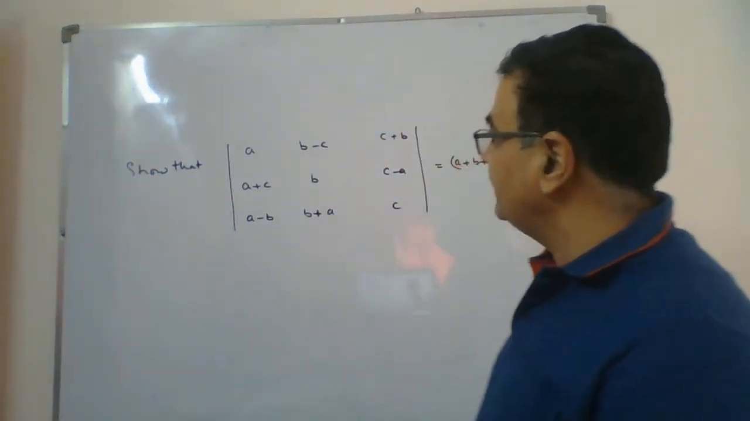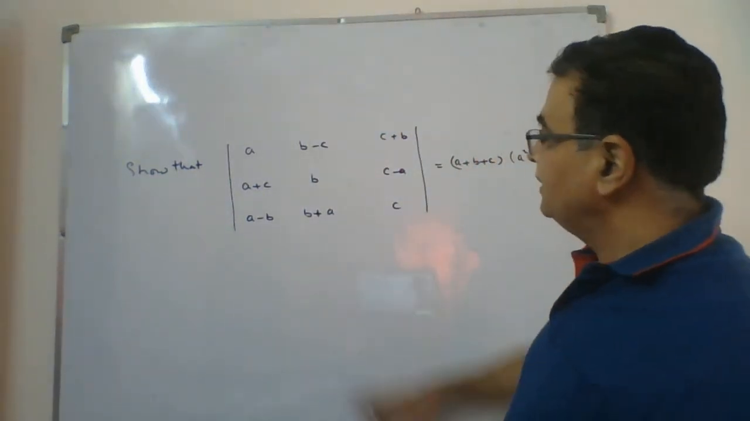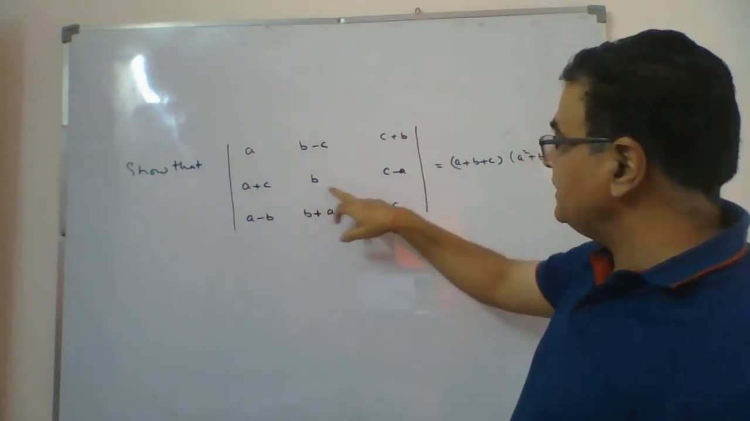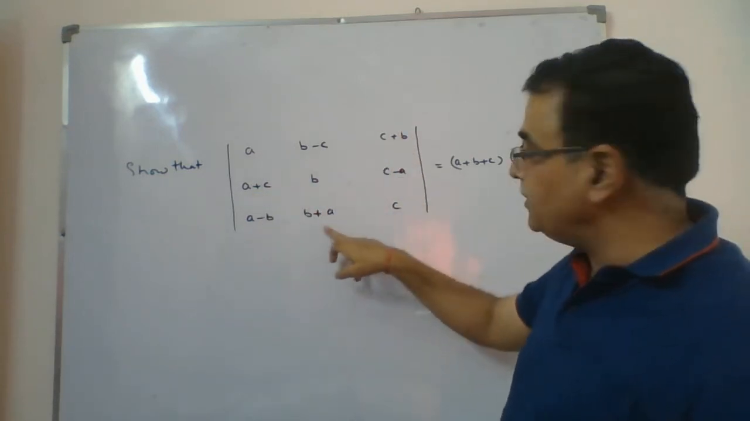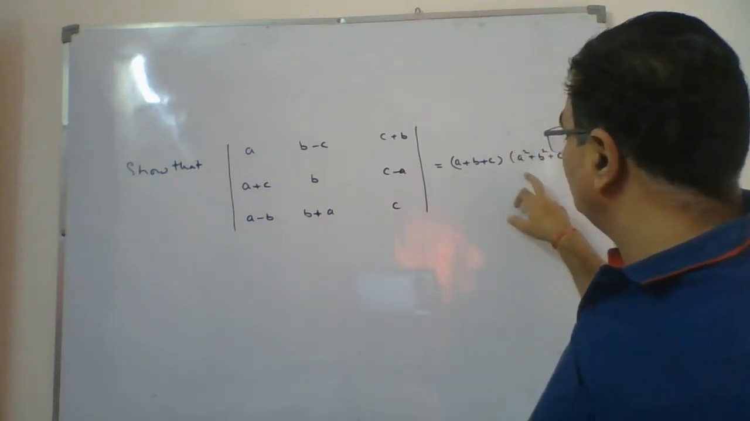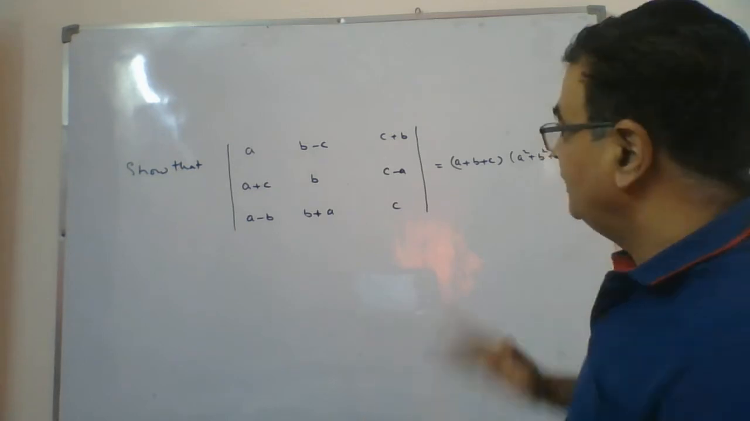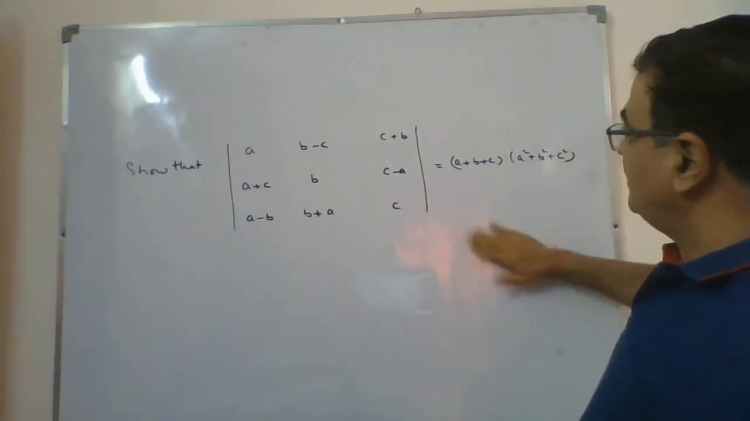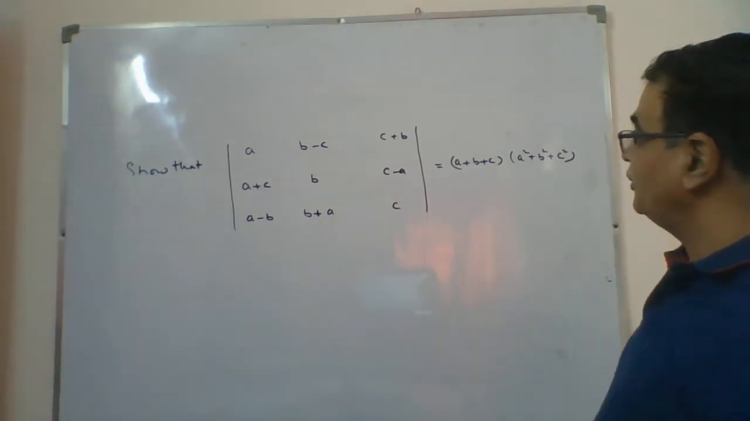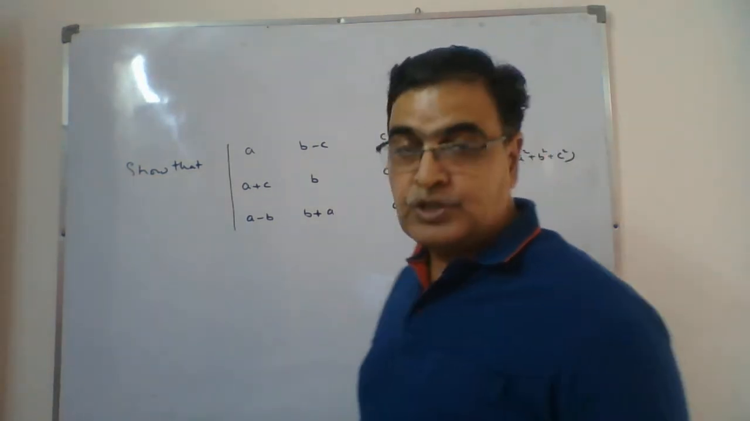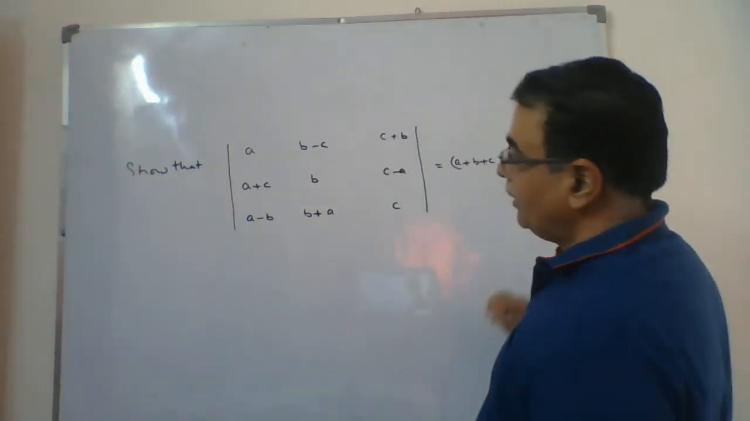Yes, now this is another important question. The determinant has rows A, B minus C, C plus B; A plus C, B, C minus A; and A minus B, B plus A, C. We have to prove that it equals (A plus B plus C) times (A square plus B square plus C square). Now, whenever this question comes, it does not give us very much of a hint, so we should start with one condition.